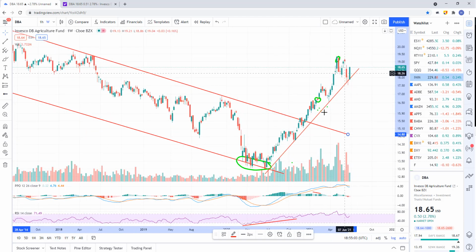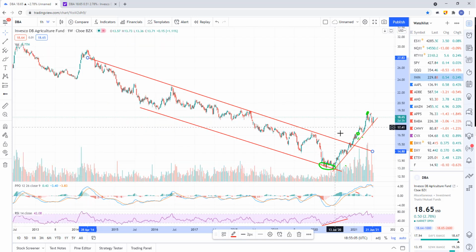However, we have a change in character. And this is a weekly chart, so this is bigger picture. We recently had a big breakout of that downward channel. So the trend has reversed. We're no longer in a downward channel. I think we're in a bull market or an upward price channel in these ag commodities.